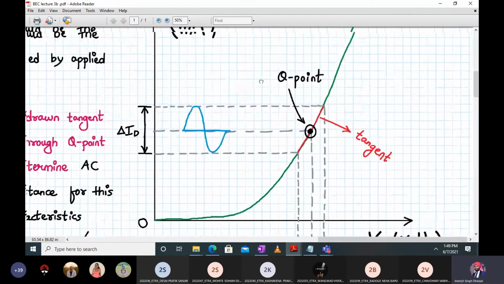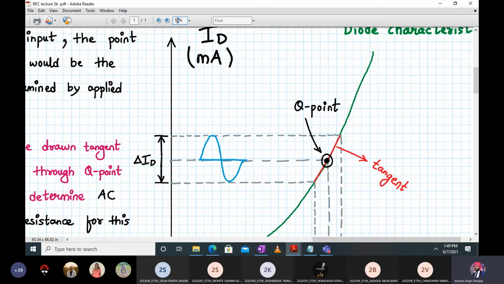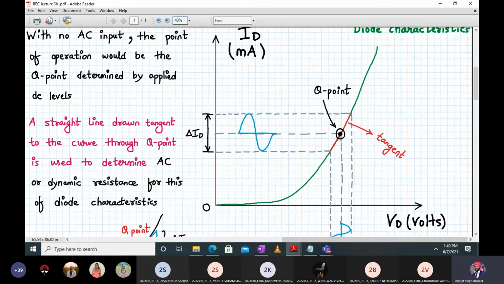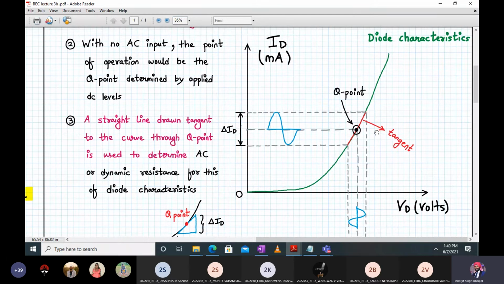Okay, which will be linear. So we can say we are approximating an exponential to a straight line segment. So what we do is, let me just go back to the original. Let me just move it a little further down. So this is my diode characteristic. Without any AC input, the point of operation would be the Q point as determined by the DC levels.